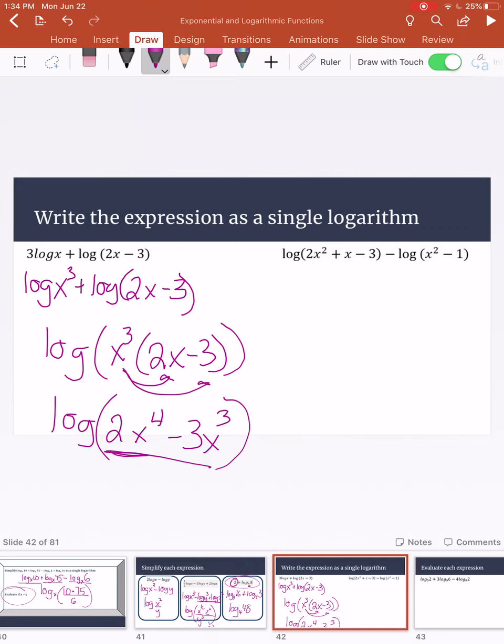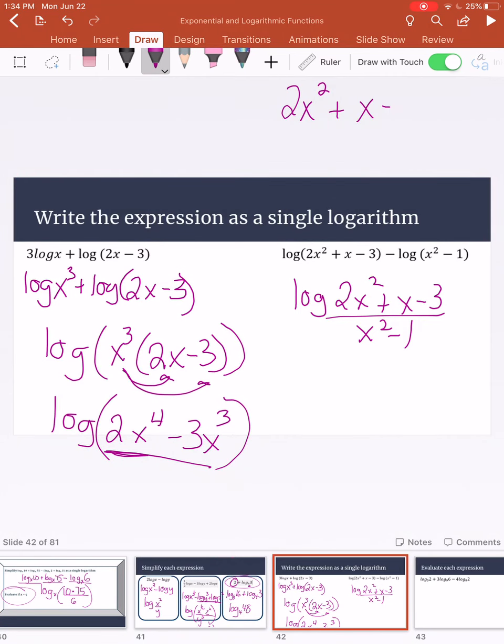Okay, next question. So it says we're subtracting two logs with the same base. So we're going to divide these two arguments. Okay, and then I would probably try to factor them just to see if anything cancels out. So let's go ahead and factor 2x squared plus x minus 3. I'm going to use decomposition. You can use any method of your choice.